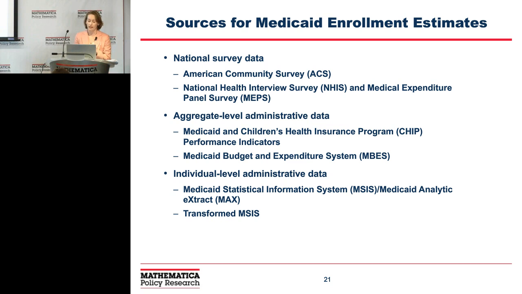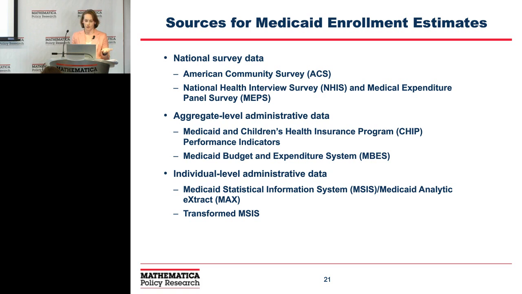Then I want to talk briefly about the aggregate level administrative data, which Robin talked about, and that's the Medicaid and CHIP performance indicators and the MBES data. Real advantages as far as timeliness, but not as much of an ability for researchers to analyze the data as we have in individual level administrative data, where I'll talk a little bit about MSIS data, which is what people have historically relied on, and its research analog, the Medicaid Analytic Extract. And then I'll talk a little bit about what's to come in transformed MSIS. And I'll wrap up with what my wish list is that I think is not even reflected in these things. Food for thought, and would love to get the audience's takeaway as well.